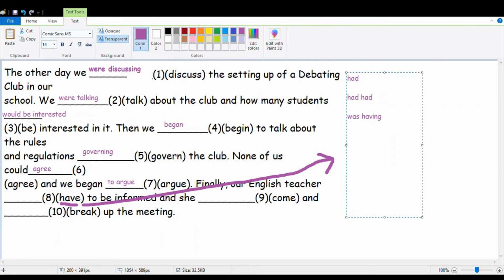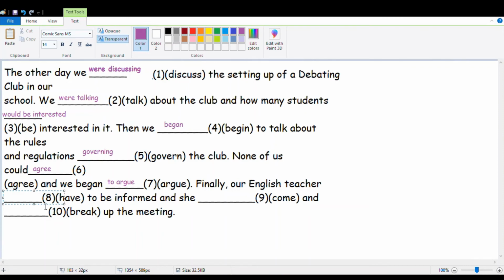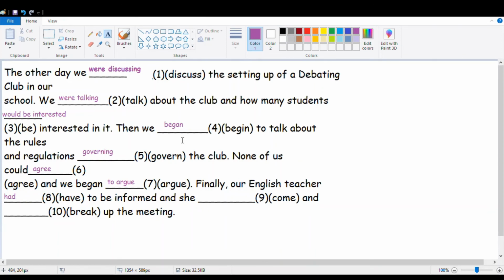"Was having", or what's the perfect of that? "Had been having to be informed." Okay, that doesn't make sense because that's talking about continuous action that happens before that. So we're gonna just go with "had", okay, because that makes the most sense. It also sounds pretty good, and it gives the proper meaning to the sentence. Okay, "had". And she, okay, so what do we have here?